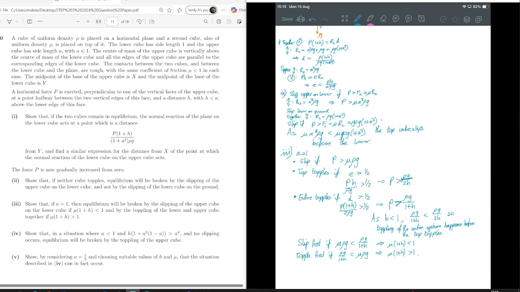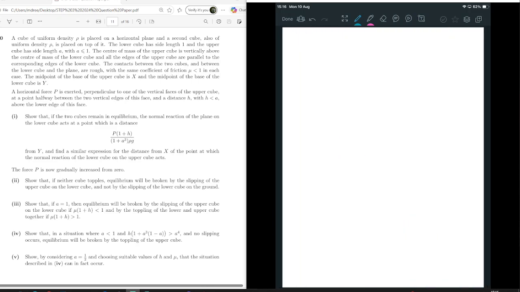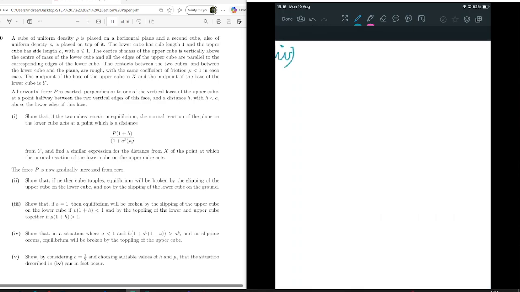Okay, so that's quite a lot to take in. First, we don't need to worry about slipping. So we're only worrying about the 2 toppling cases, and we're going to try and use that condition to show that the toppling condition for the upper cube is easier than the toppling condition for the lower cube. So let's pull what we have together.